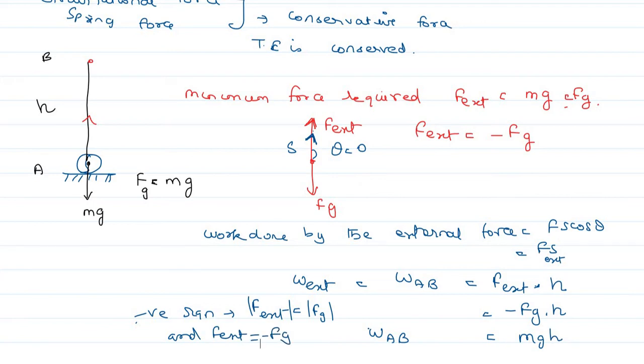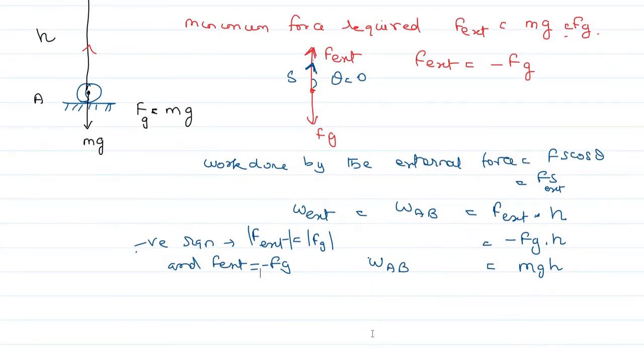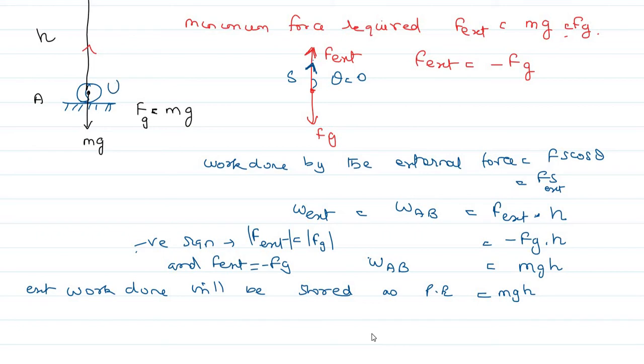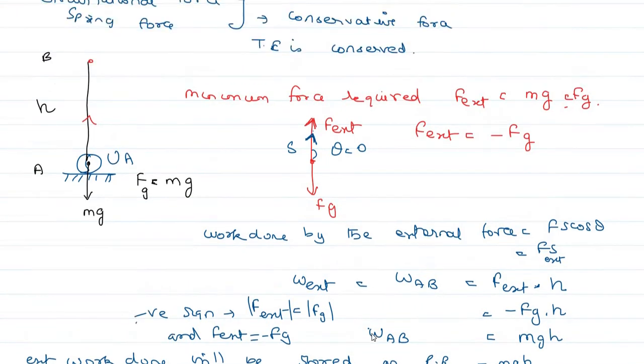So this work done is stored as what? The work done in moving the ball from A to B is stored as potential energy. The external work done will be stored as potential energy, and the potential energy at a height h is mgh. Suppose the potential energy of the ball at A is U_A. Potential energy is represented by the letter U, and the potential energy at the point B is U_B.